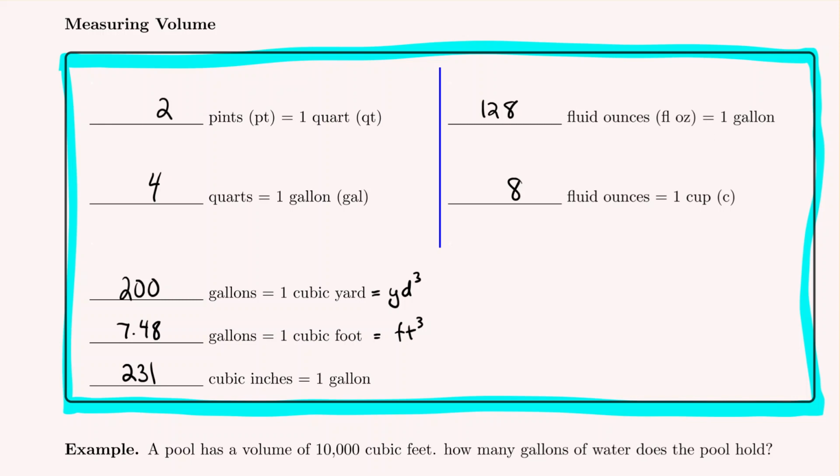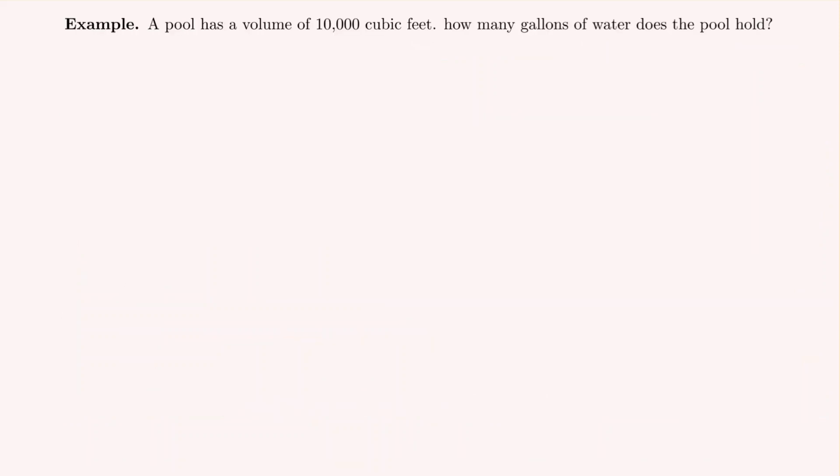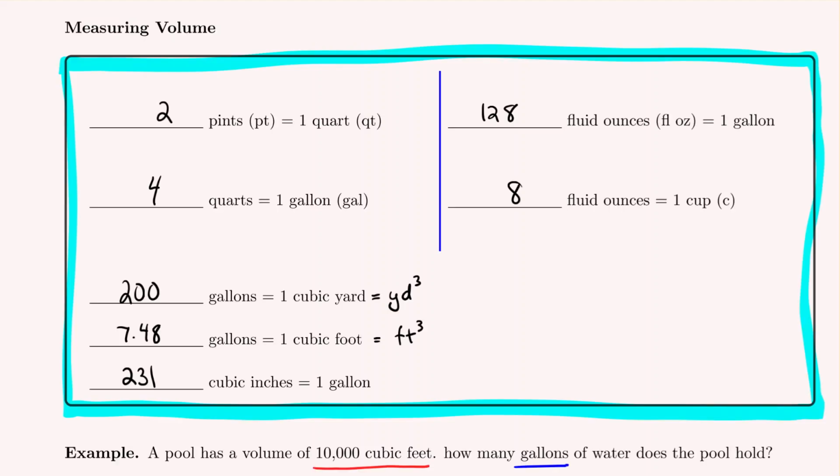With these conversion factors in mind, let's look at some of our examples that has us convert between different measurements of volume. So this says, suppose a pool has a volume of 10,000 cubic feet. How many gallons of water does this pool hold? So we want to find a conversion factor that will relate cubic feet and gallons. So let's look back at our list. From this list, can you identify the conversion factor that relates cubic feet to gallons?